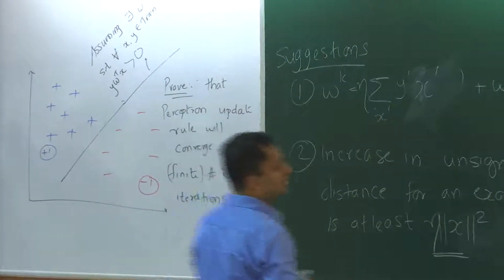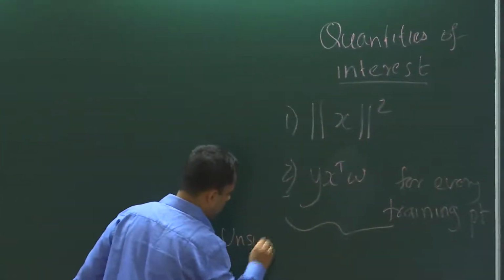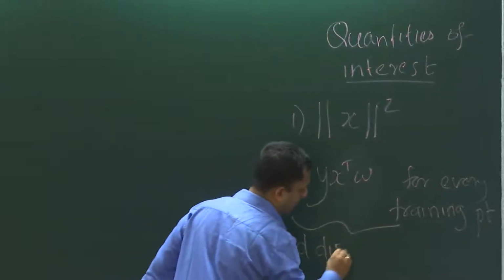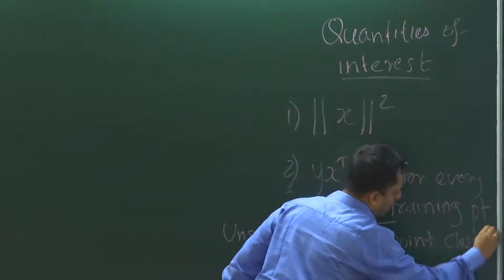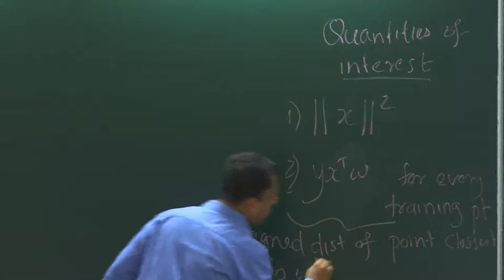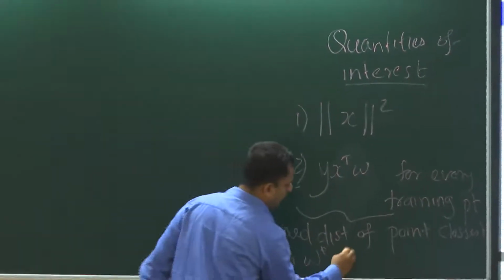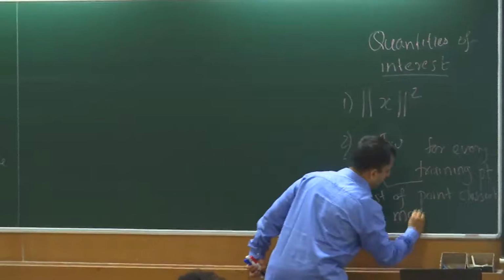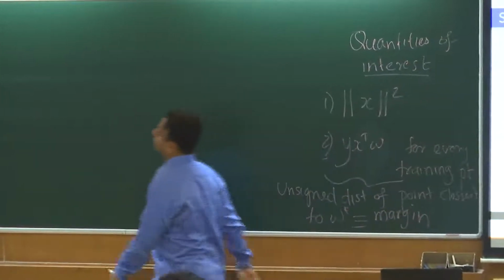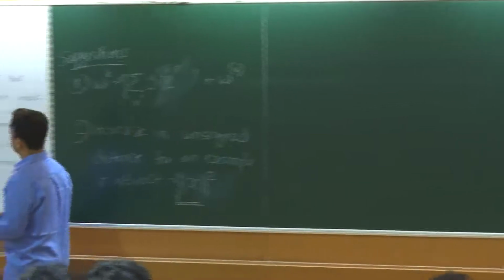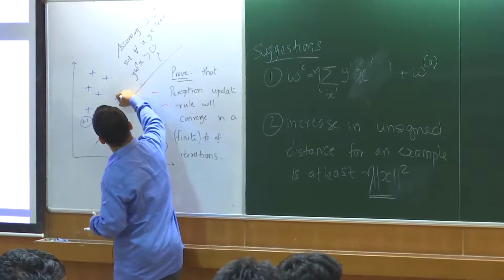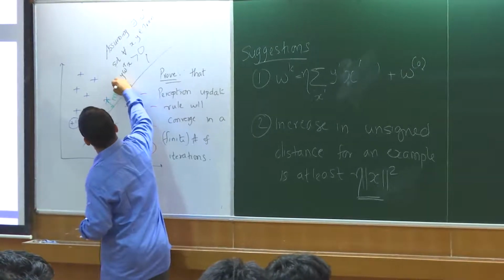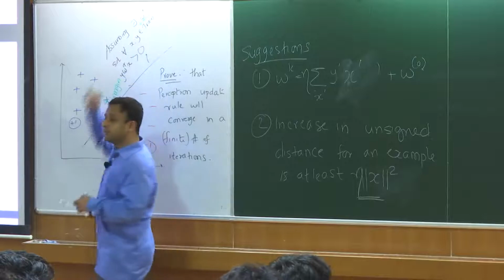Okay, so specifically, the unsigned distance of the point closest to W star is called the margin. So there is some margin that I can assume exists in the case of W star.